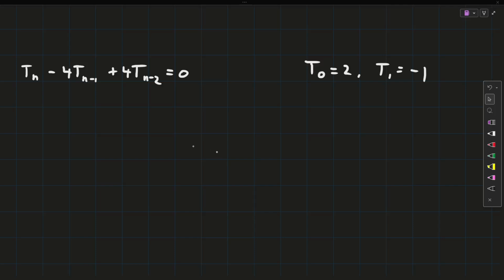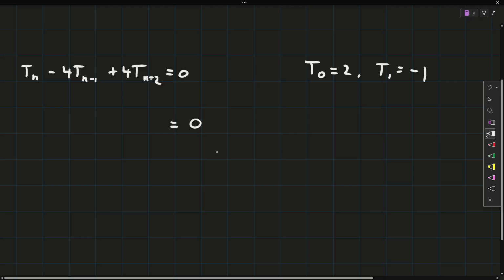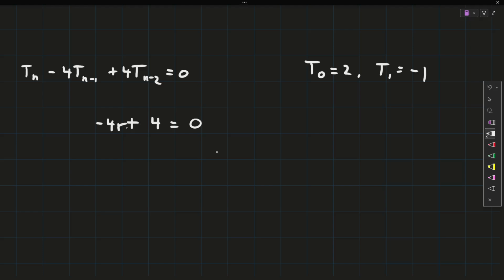Something weird happens when we try to solve this difference equation. So let's just solve it the way that we did in the last video. We can build our way up in the terms. The lowest order term will be a constant, then the next term up will be r, and the highest order term, the tn, will be r squared, and we solve this to figure out what our roots are.